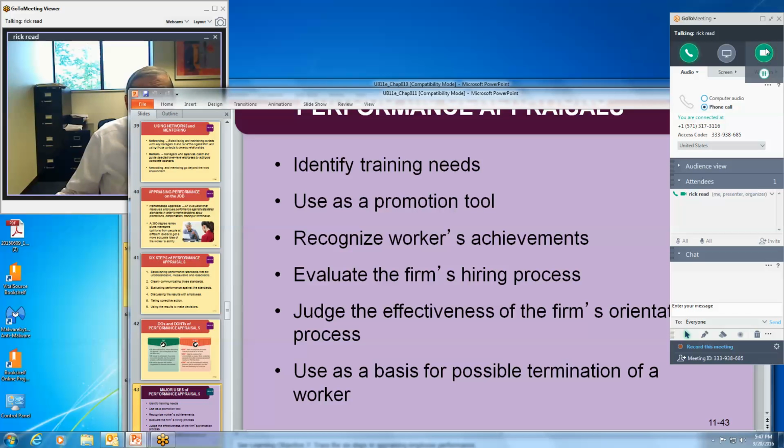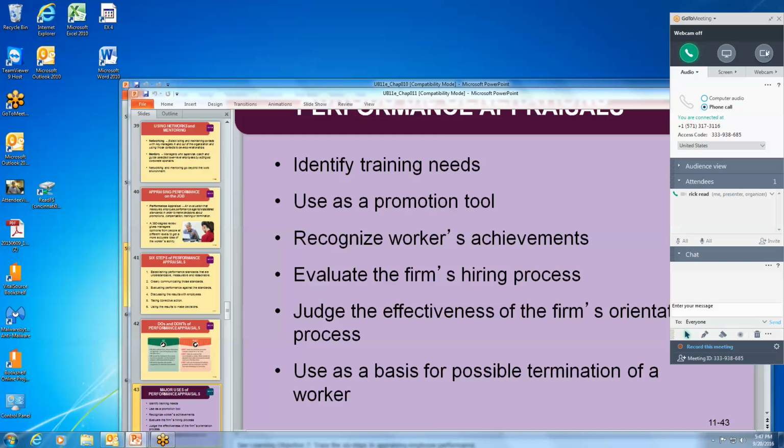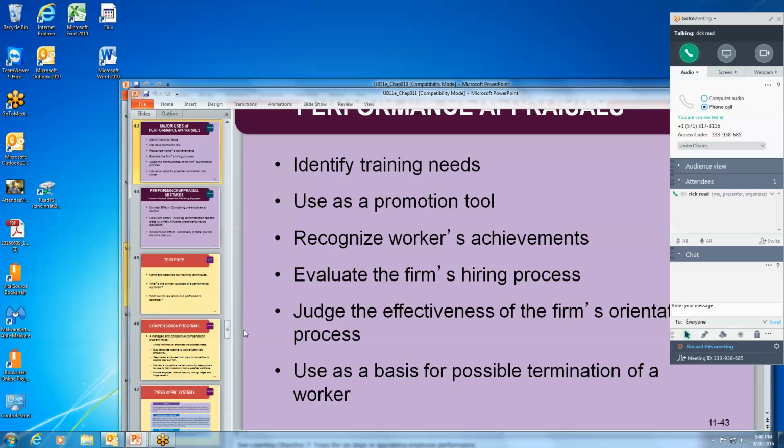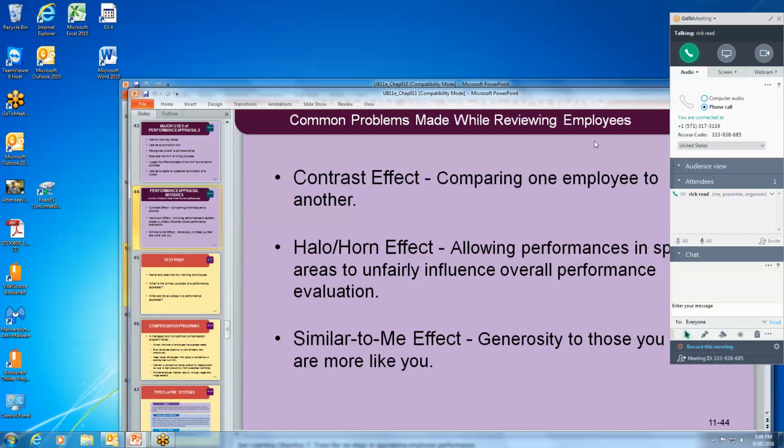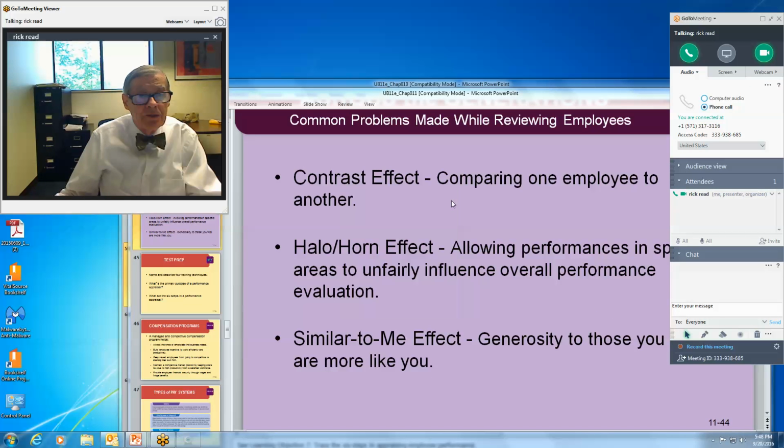So here you identify what needs to be done. These are the major uses of performance appraisals, but I think we've talked about them enough that we don't have to discuss them again. Yes, they are used as a basis for possible termination, but as I said before, employees should know what his or her performance is going to be before we get there. These are some problems that we find.